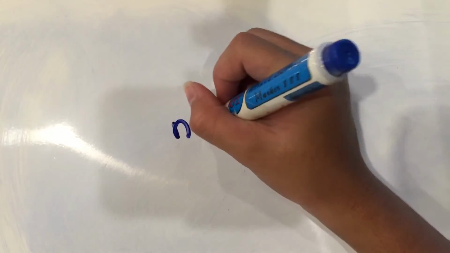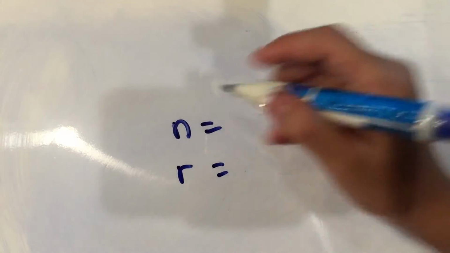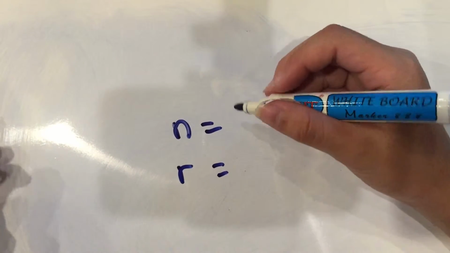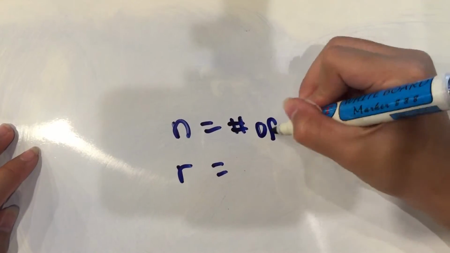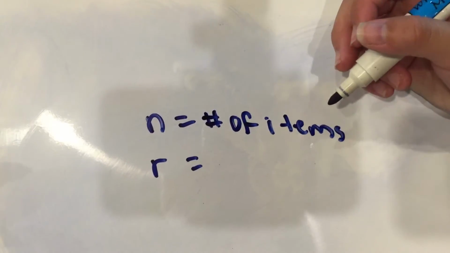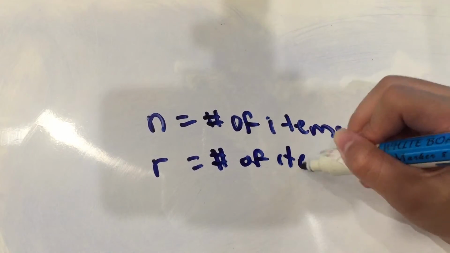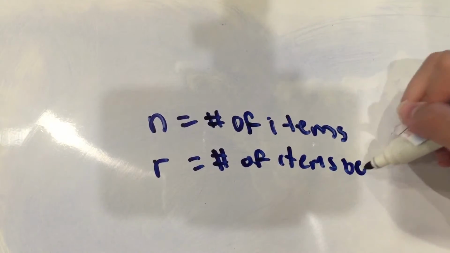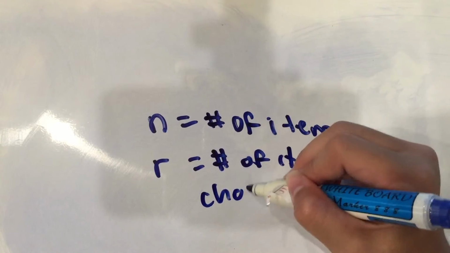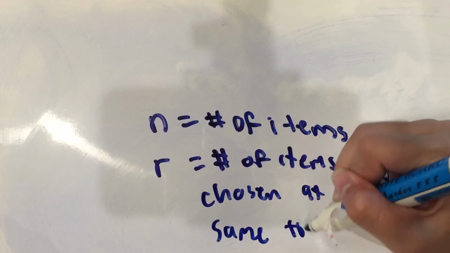Alright, so first, I'm going to show you what the N and the R stand for. N represents the number of items. And R represents the number of items being chosen at the same time.